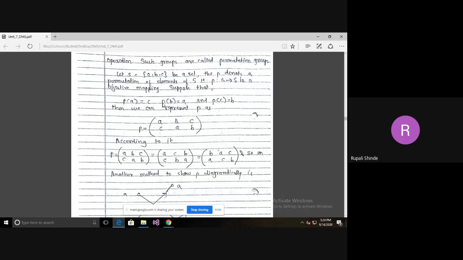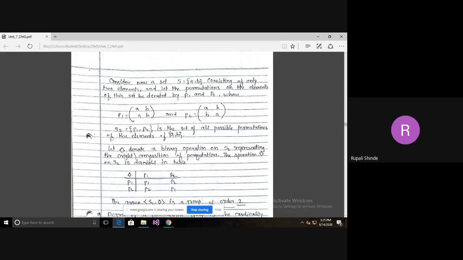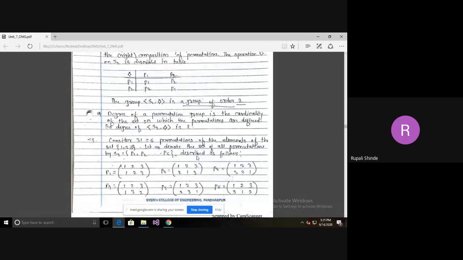Okay. Likewise, permutation of B is equal to A, so the permutation P on B gives A. P of C is equal to B means what? If you apply this permutation P on element C, you will get B. After that, we have seen how to find the permutation table.